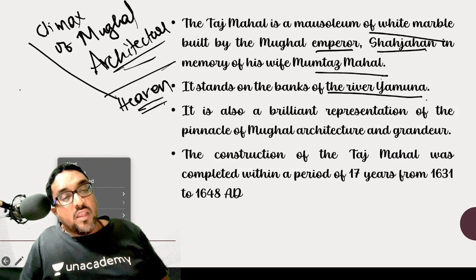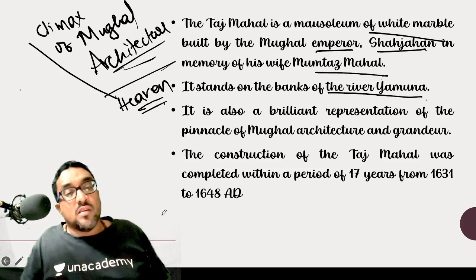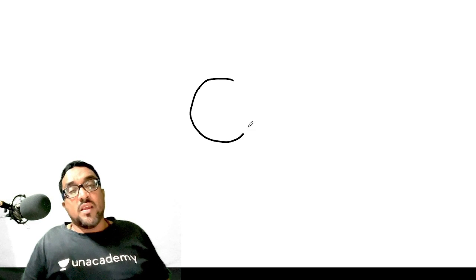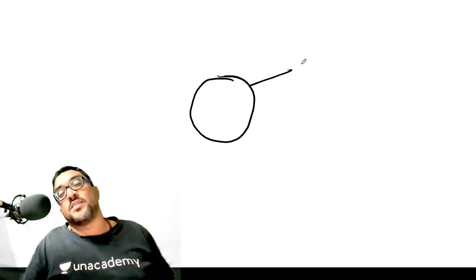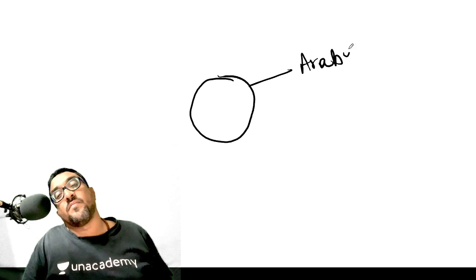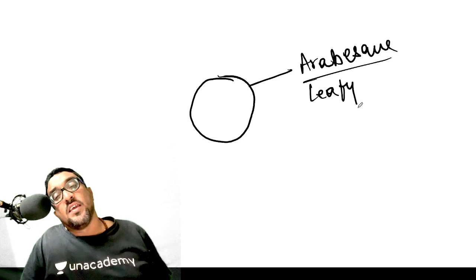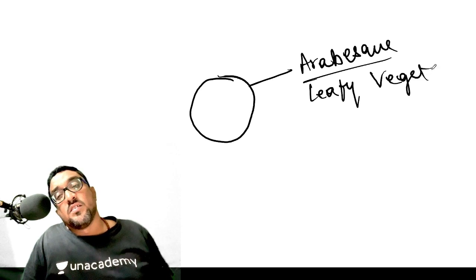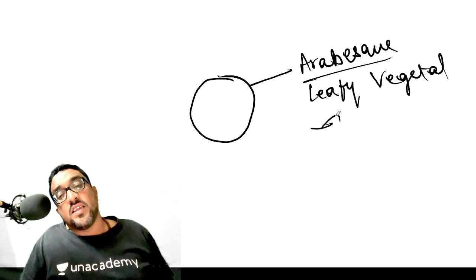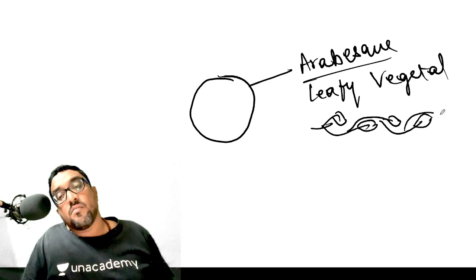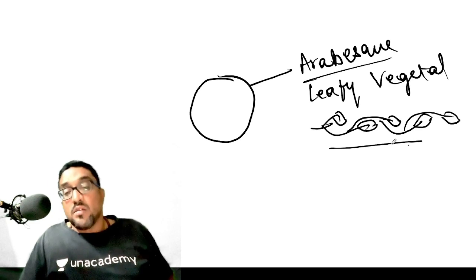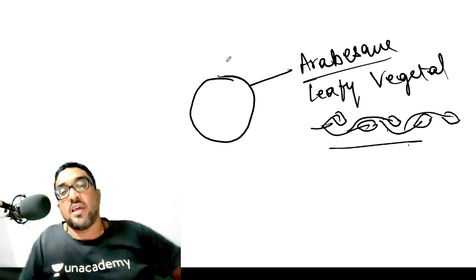There's one speciality about Taj Mahal. In Taj Mahal, we see certain important aspects. For example, the arabesque technique, the leafy vegetal technique of design. This is very visible here, the leafy vegetal design.